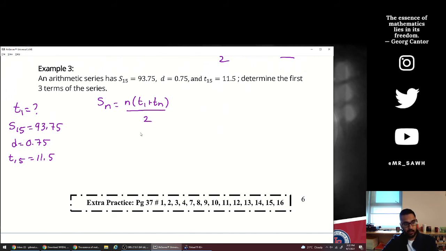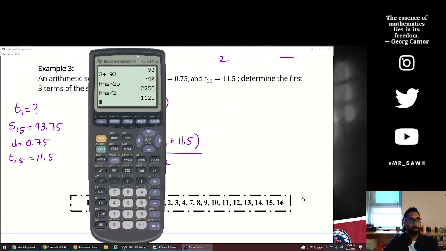So Sn, in our case, the sum of the first 15, is 93.75. That's equal to, well, in this case, n is 15, right? I care about the first 15 terms. I know the 15th term. All of the n's that you see in here are the same n, so they're all going to be 15. T1 is what I'm looking for, so leave it as T1, plus that 15th term value, which is Tn, so 11.5, over 2. Essentially, we're just going to simplify and solve this for T1.